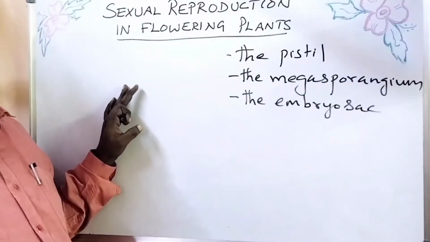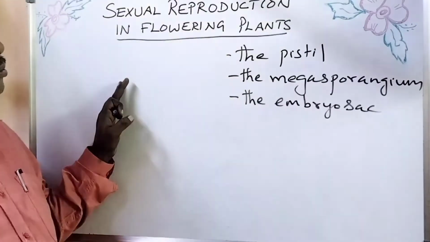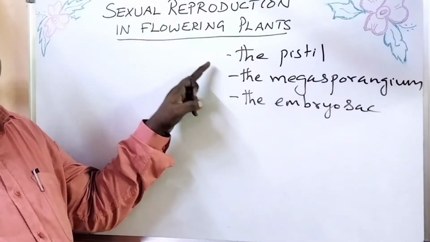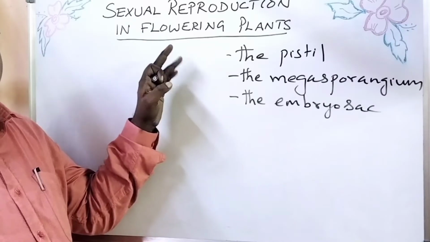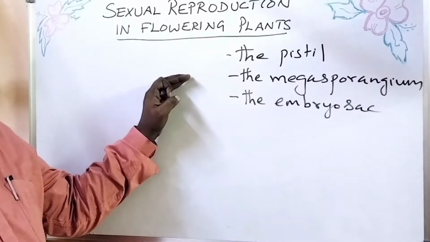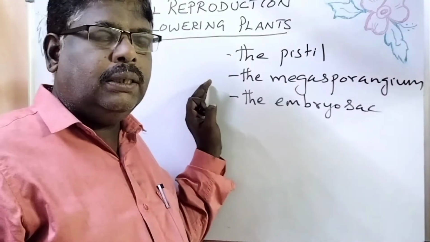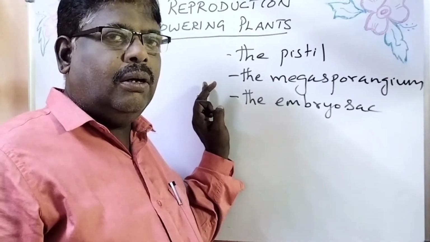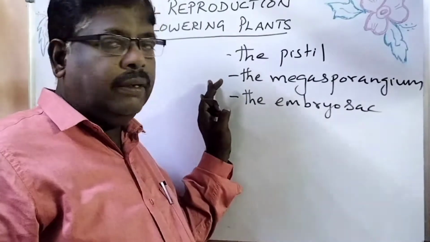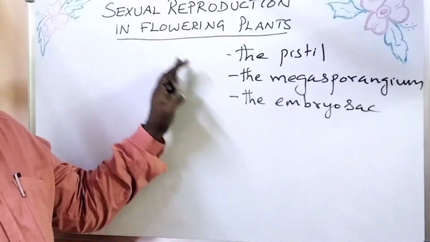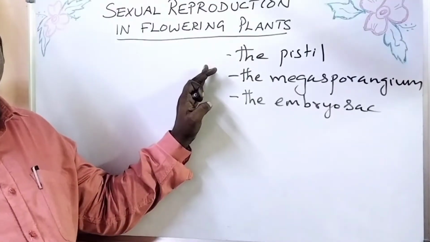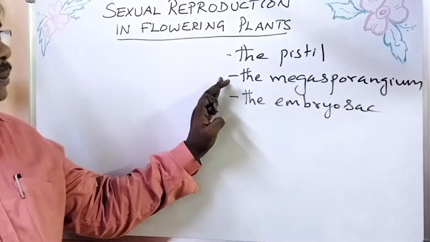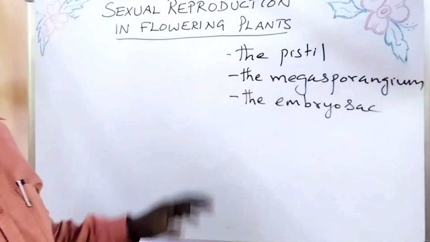So this is the continuation of my previous video, sexual reproduction in flowering plants. In the previous video we saw about the pollen, the microsporangium, the structure, all these things. Here we are going to learn about the female reproductive part, the pistil, the megasporangium, the embryo sac. So let us see one by one.